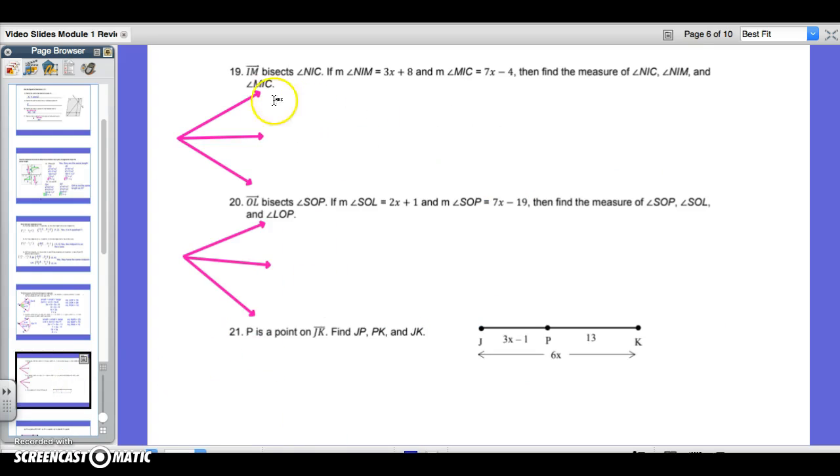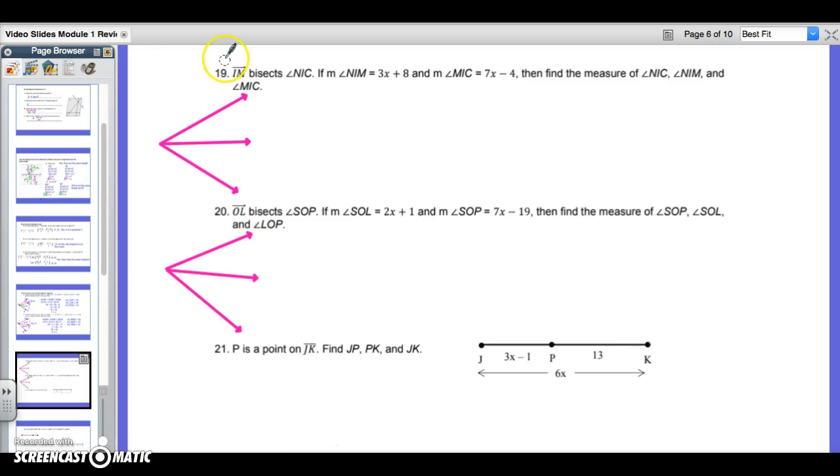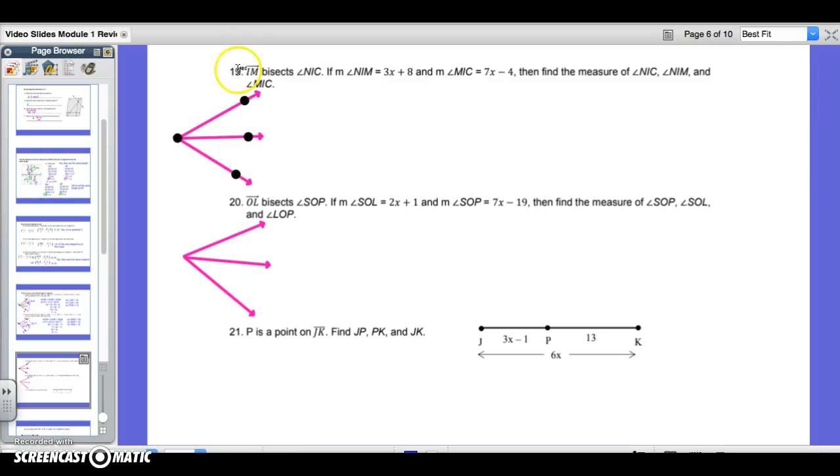Okay, we have a couple more on this page. It says, IM bisects angle NIC. Okay, that is really important. So let's first mark this angle. So we have an angle NIC, so I'm going to mark these points right here and label them. Go ahead and put a dot there too. So N, I, and C. So these are all the coordinates that we have.